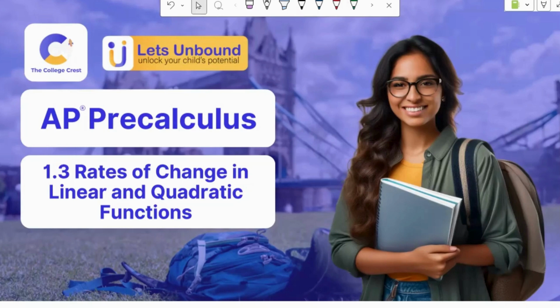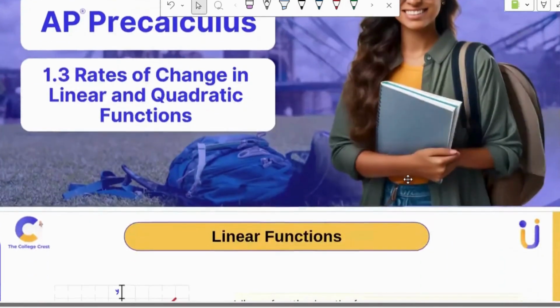So, as usual, we will have a quick concept overview plus 3-tier problem solving. Here we go for rate of change in linear and quadratic function. So, let's get into the topic without any delay and be ready with your pen and paper and also calculator.